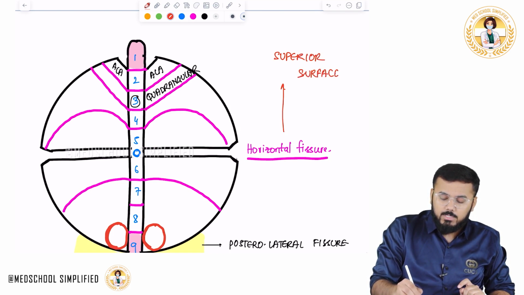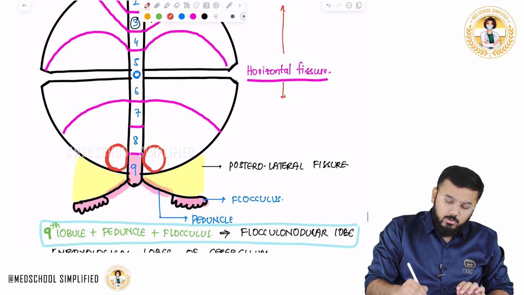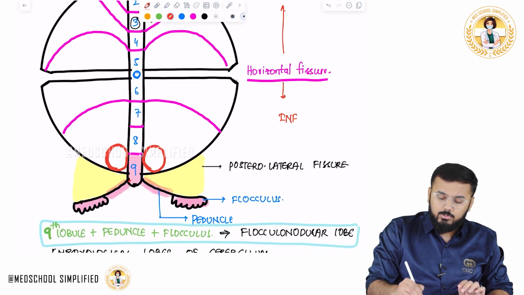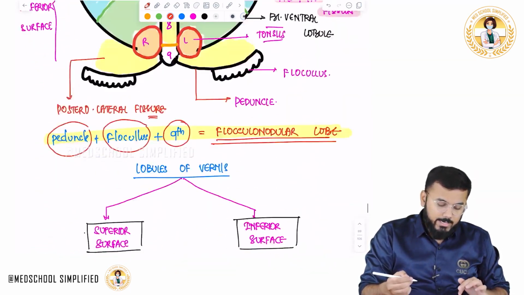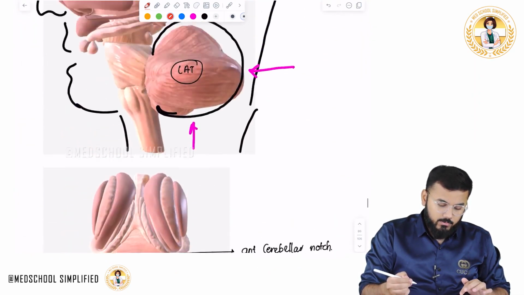Superior surface of the cerebellum. And anything below this horizontal fissure is called the inferior surface of the cerebellum. Inferior surface of the cerebellum. Okay. Now, if you want a much more detailed way, look at this picture over here.